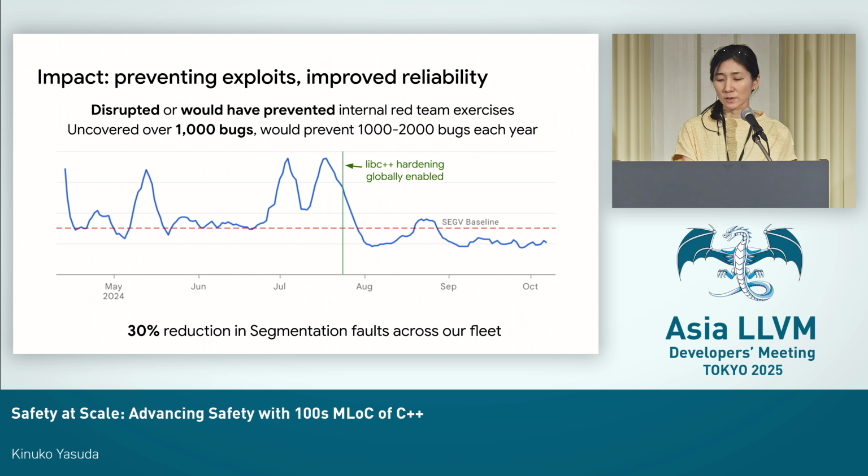Enabling it by default has had a big impact on security and reliability. We have an internal red team who exercises exploitable vulnerabilities across our services, and libc++ hardening has already disrupted one and would have prevented another. There was also a big reliability impact. We observed roughly a 30% reduction of segmentation faults across our fleet.